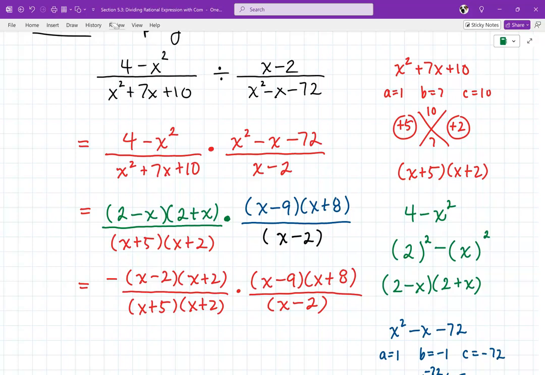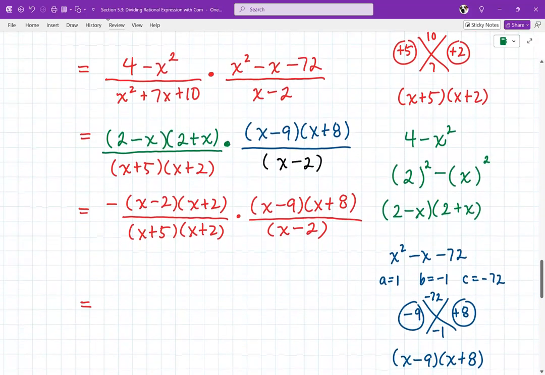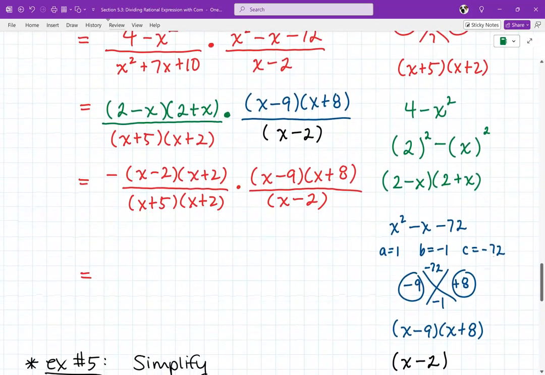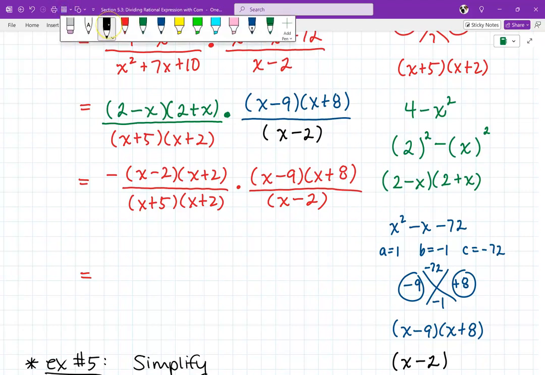Just rewrite. Once I did that, I am still going to flip the stuff in green, the 2 minus x, 2 plus x. I'm going to flip it because I got to get it to cancel stuff. Okay? So I flip the 2 minus x, so it becomes negative of x minus 2, right? And then the 2 plus x, I wrote it as x plus 2. Everything else did exactly the same. Now we cancel, and I'm hoping my answer comes out a lot smaller.